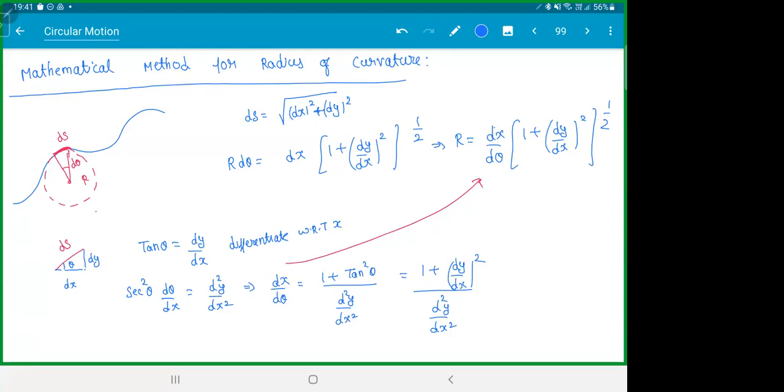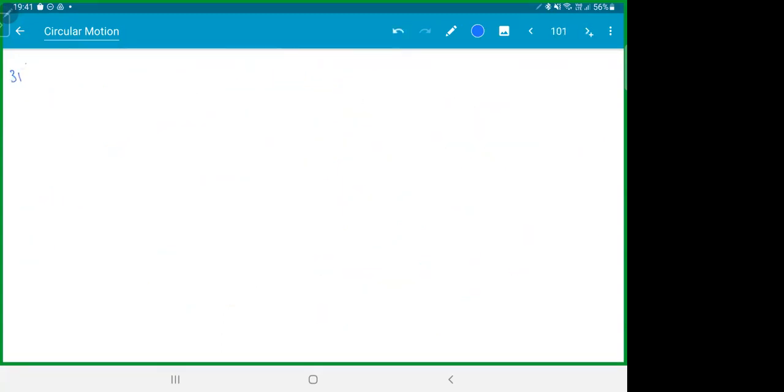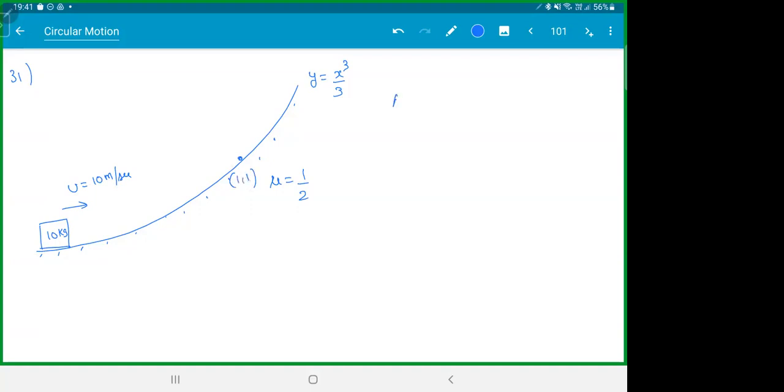Let's see a question. Last one for the day. With this we'll be done with the chapter. Next class we'll start with work, power, energy. We have a curve here, y is equal to x cubed by 3. Friction, mu is equal to half. We have a block of mass 10 kg, going with a constant speed of 10 meters per second. So we have a point here, (1, 1). Gravity is there.